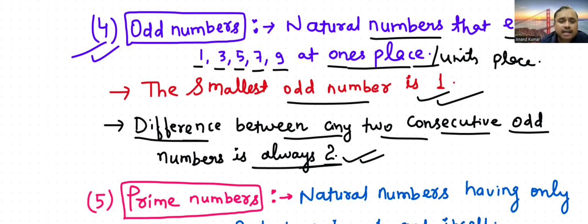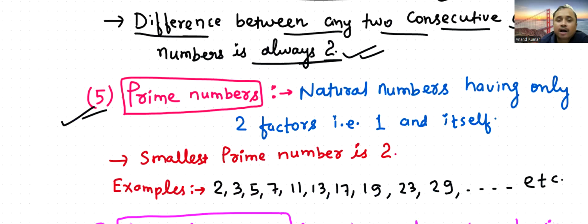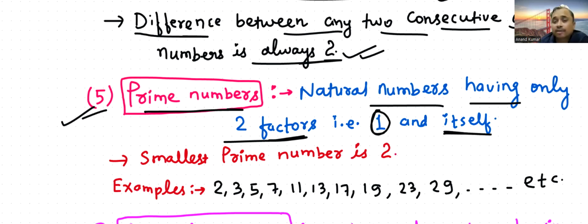Okay, the next category of the types of numbers is prime numbers, and these are natural numbers having only two factors. The best thing to remember about prime numbers is that they are natural numbers first, and second, they have only two factors. What are those two factors? 1, which is a factor of every number, and the number itself. If a number has only the factor 1 and the number itself, then it is considered a prime number. The smallest prime number in this category is 2, and the smallest even number is also 2.